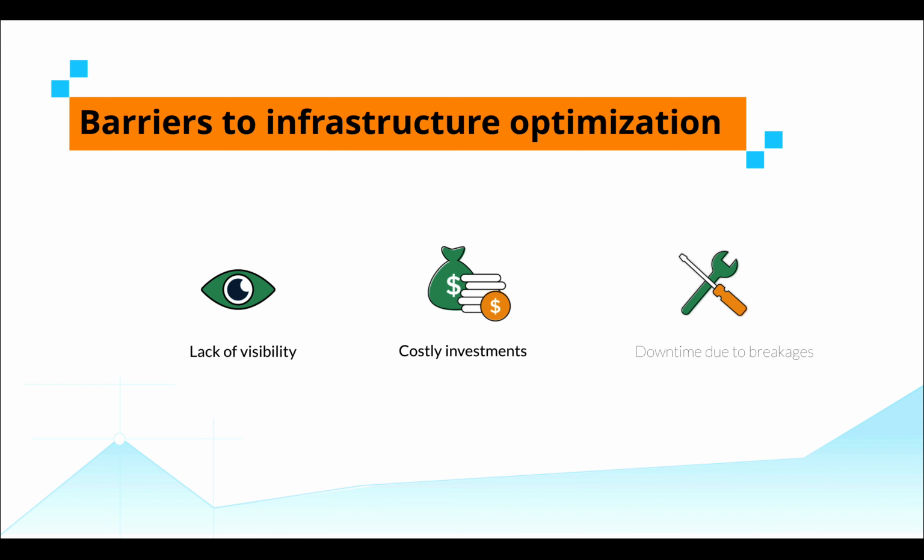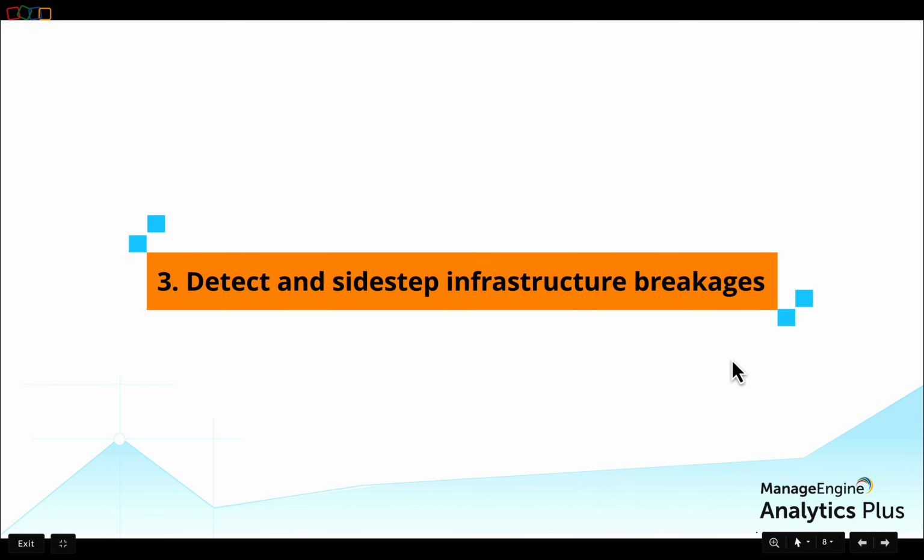Now, the next step in our march to optimize IT infrastructure is to foresee and overcome infrastructure breakages and the subsequent business downtime. A recent Forrester research discovered that organizations stand to lose nearly 10% of their yearly revenue to infrastructure downtime. Clearly, curbing infrastructure breakages and the subsequent business downtime goes a long way in reducing cost drains and optimizing overall IT infrastructure usage.